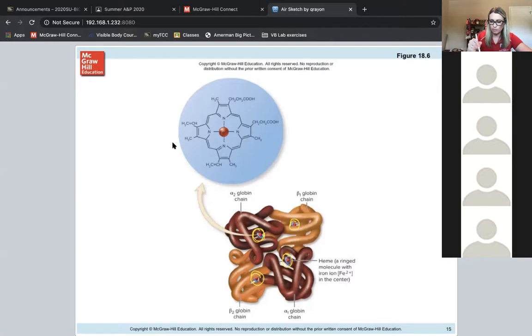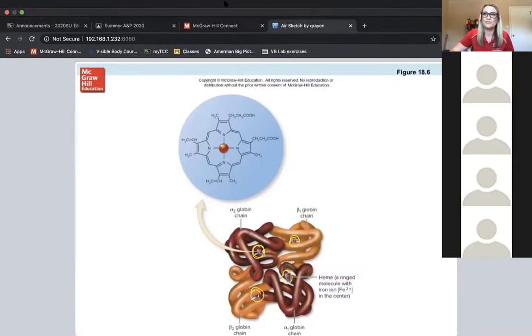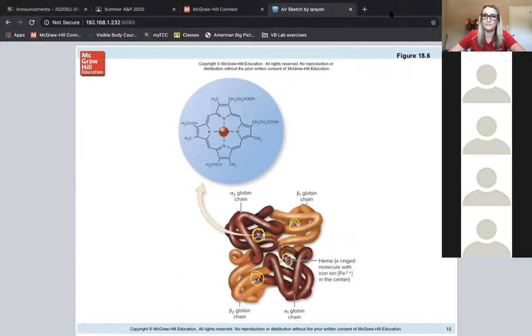So each hemoglobin has 4 globin chains. Each chain has 1 heme group with the iron atom inside. So how many oxygen molecules can each hemoglobin carry? Well, I kind of circled them for you already right there. And so you see that there is 4 different irons on each hemoglobin molecule. And so each hemoglobin molecule can carry 4 oxygens. All right.